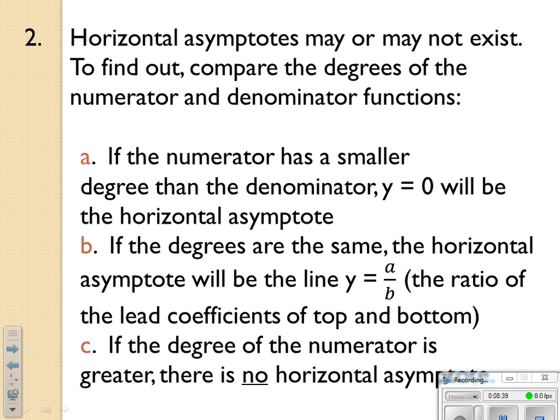B, if the degrees are the same, so if they match, then your horizontal asymptote is going to be the ratio of the lead coefficients. So if the top function has a squared value and the bottom function has a squared value for the highest powers, you take the coefficients of those two parts and make a ratio, y equals a over b, and that is your line. C, if the degree of the numerator is bigger than the denominator, there isn't one. Oftentimes there won't be a horizontal asymptote, and that's the reason why.